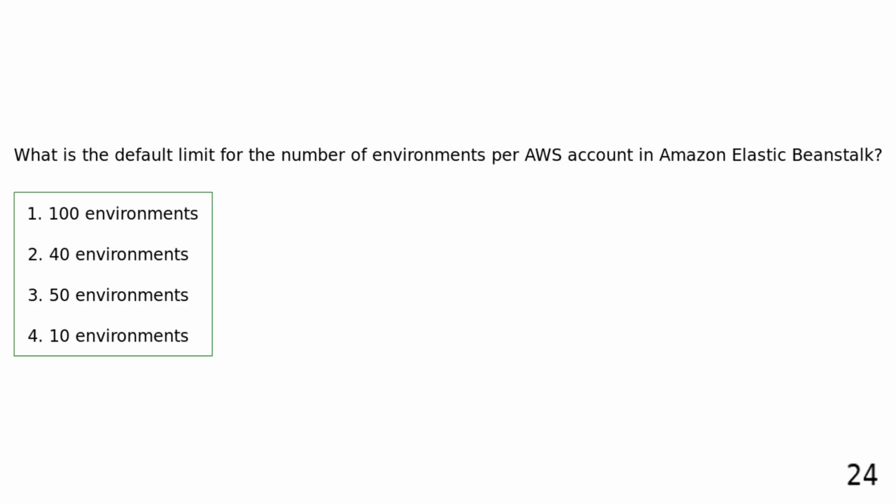What is the default limit for the number of environments per AWS account in Amazon Elastic Beanstalk? 100 environments. 40 environments. 50 environments. 10 environments. The default limit for the number of environments per AWS account is 40.